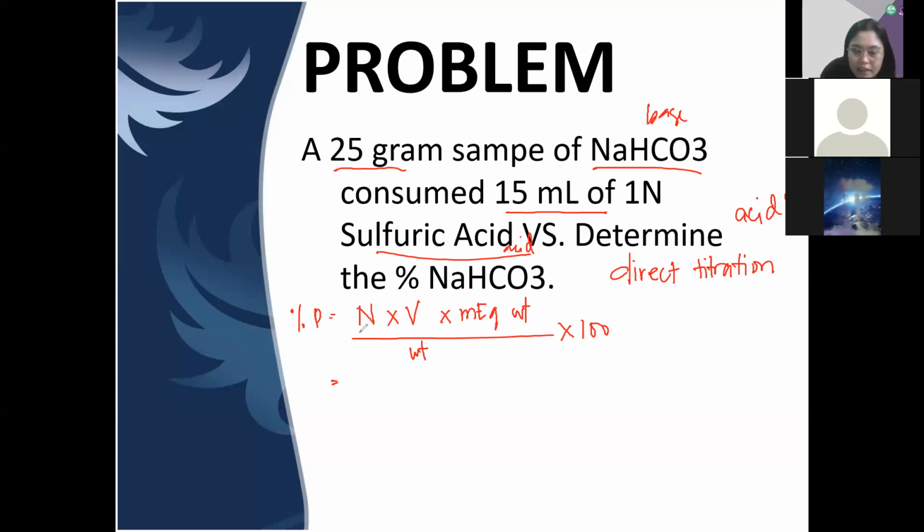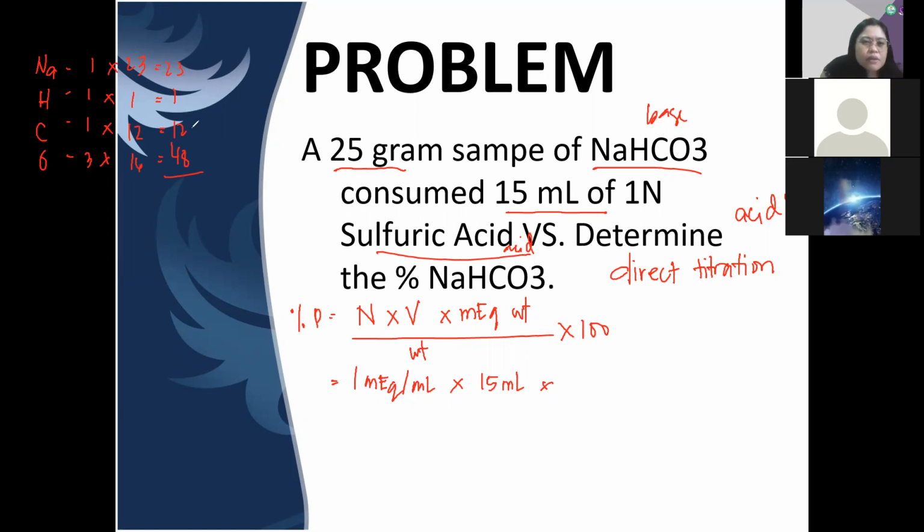So the normality here is 1N. Let me just use 1 MEQ per ml. The volume is 15 ml. The milliequivalent weight, this is NaHCO3. Actually, this is 84 grams per mole. Pero for the sake na hindi tayo mawala, let's just compute for the molar mass first. So this is 23, 1, 12, 16 times 3 is 48, so 23 + 1 + 12 + 48. So this is 84 grams per mole.